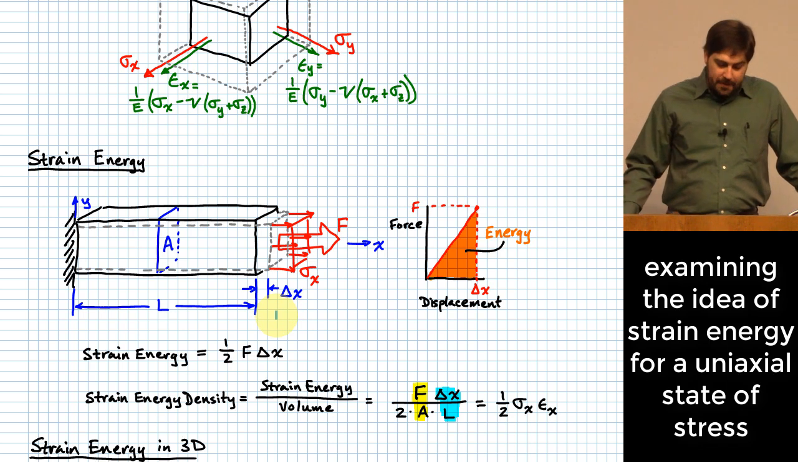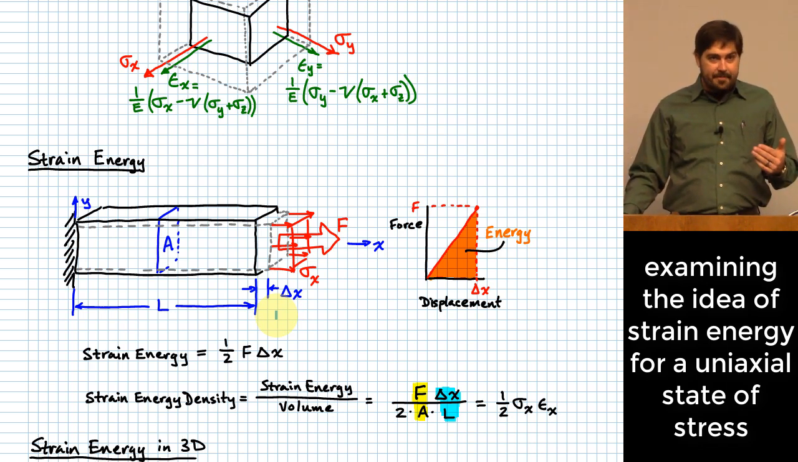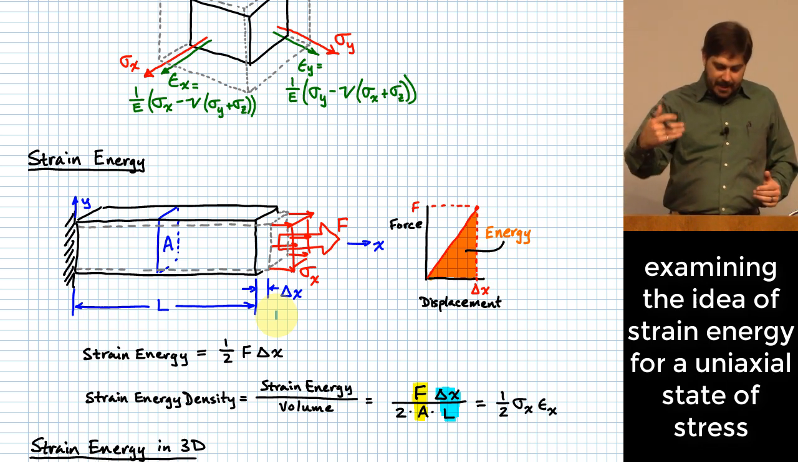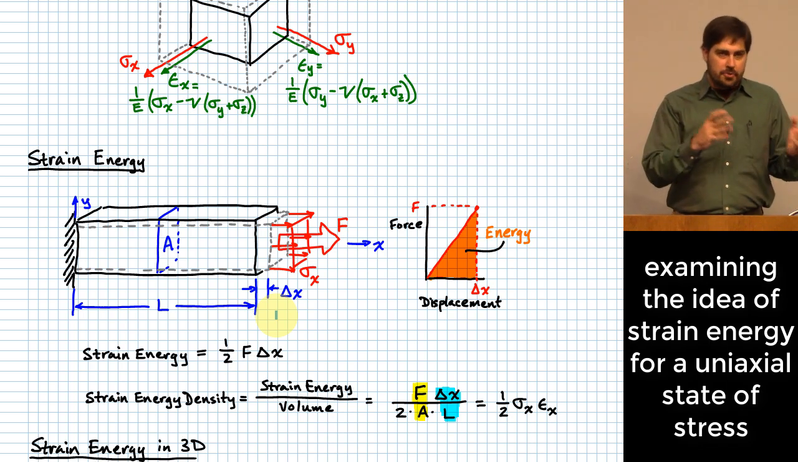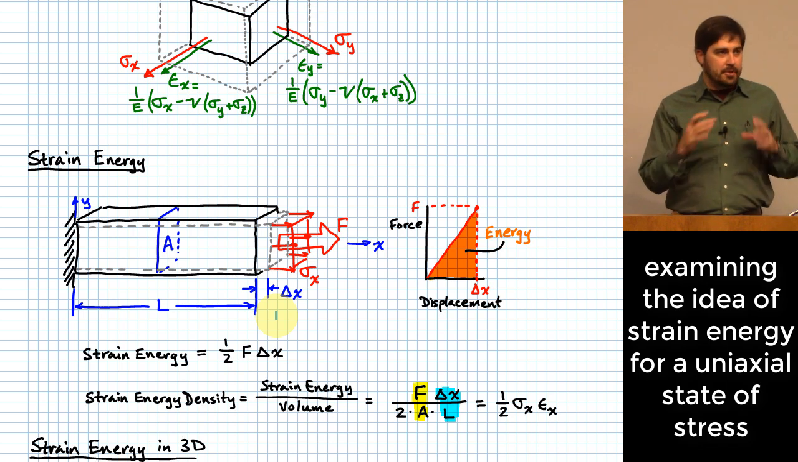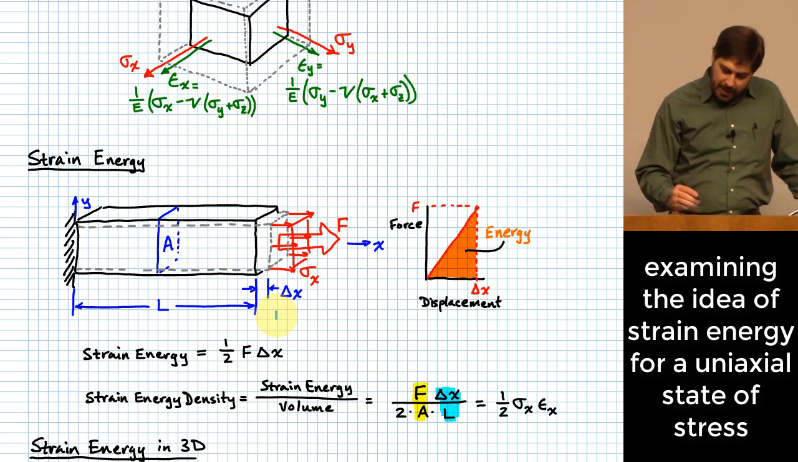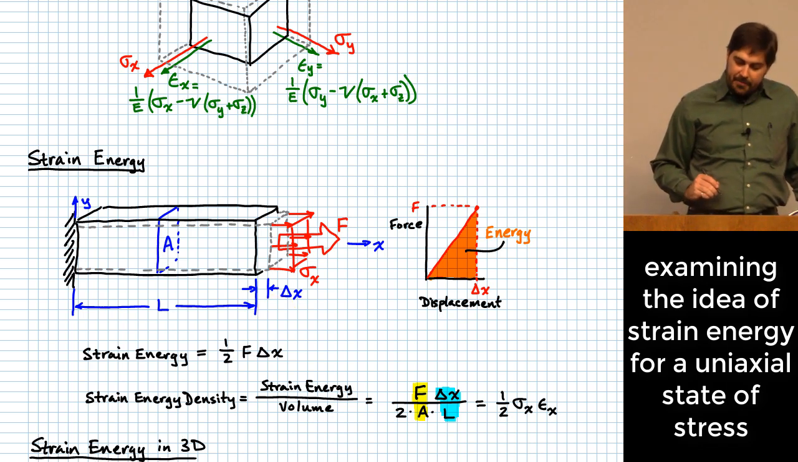We can figure out what the stress is that's being applied by taking F over A, right? And we can figure out what the strain is by taking delta x over L. Do you agree with that? So I can relate my force and deflection to stress and strain just by the geometry of the rod that I'm elongating.